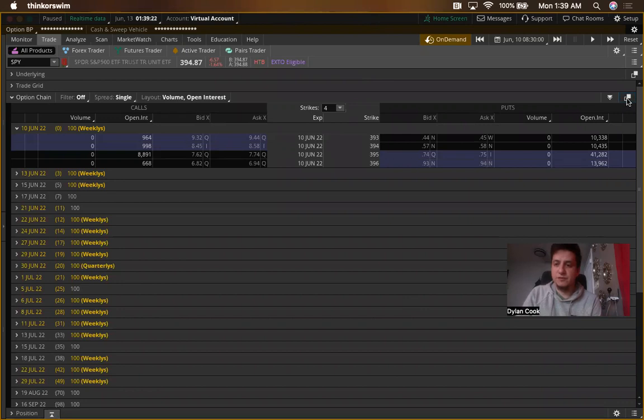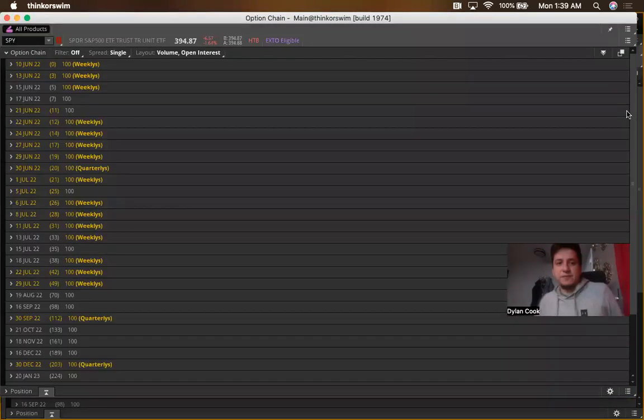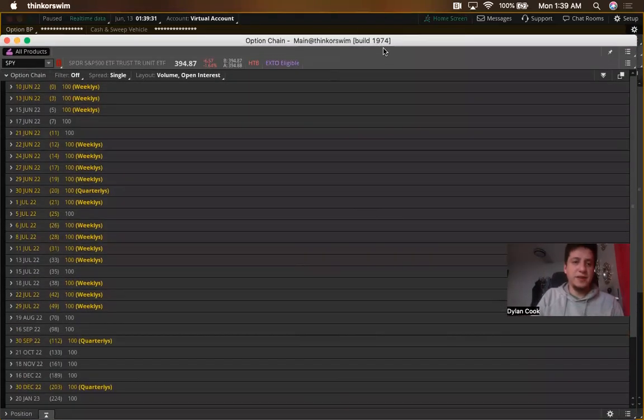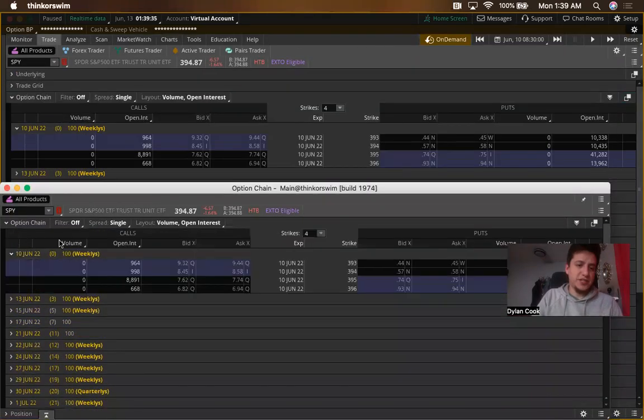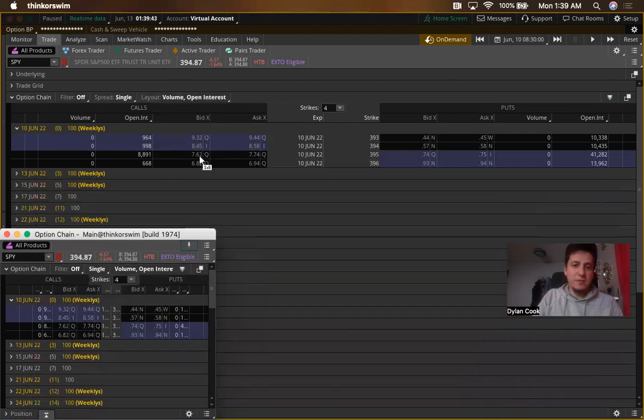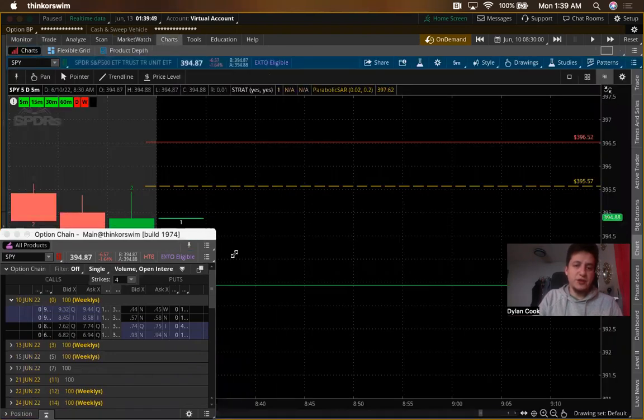Where did it go? Maybe I canceled it. I thought it popped up though. There it goes. Okay, so now that it's detached, as you can see, I can minimize this. And there's this little button right here, this little pen. Click that pen. And now when I click back on this chart over here, it doesn't go away. It stays on top. So I can go back to the chart.